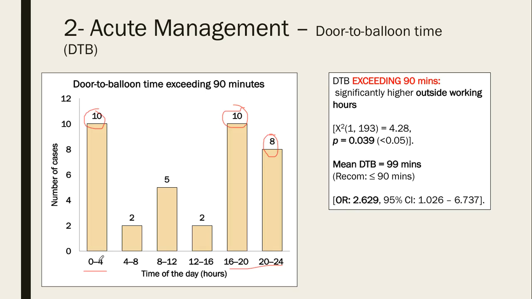which are outside the working hours from 7 a.m. to 2 p.m. And because the p-value is less than 0.05, we can see that these calculations are statistically significant. The mean door-to-balloon time during on-call hours is 99 minutes, which exceeds the recommended timing in our local standard. So this is something to be discussed later in improvement strategies and recommendations as well.